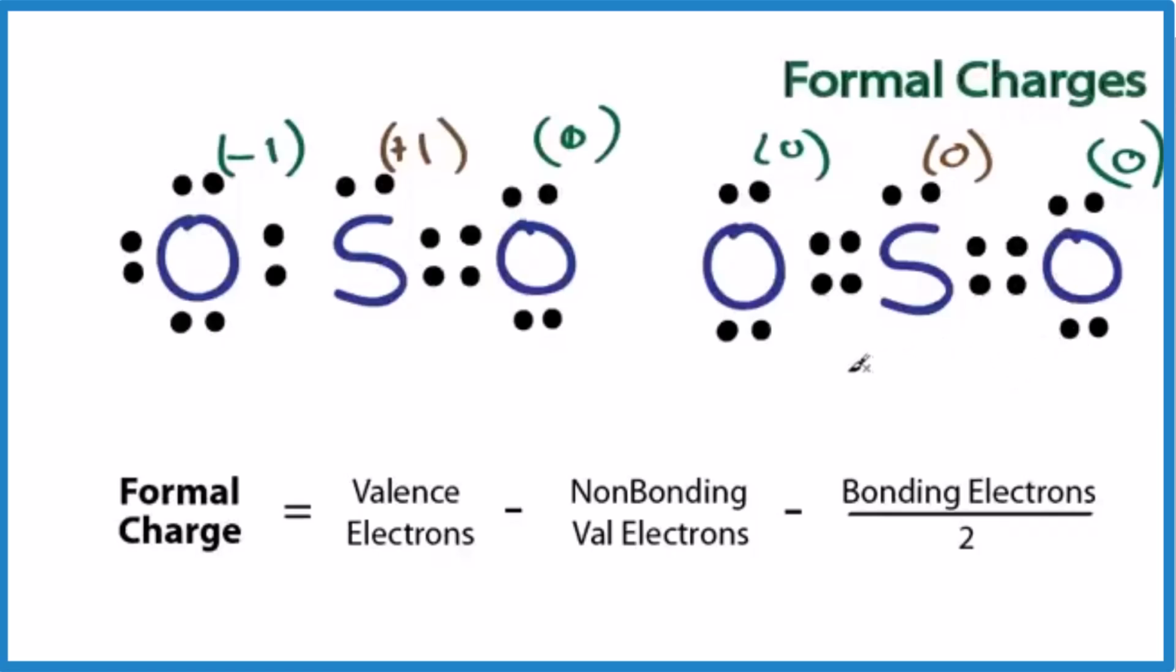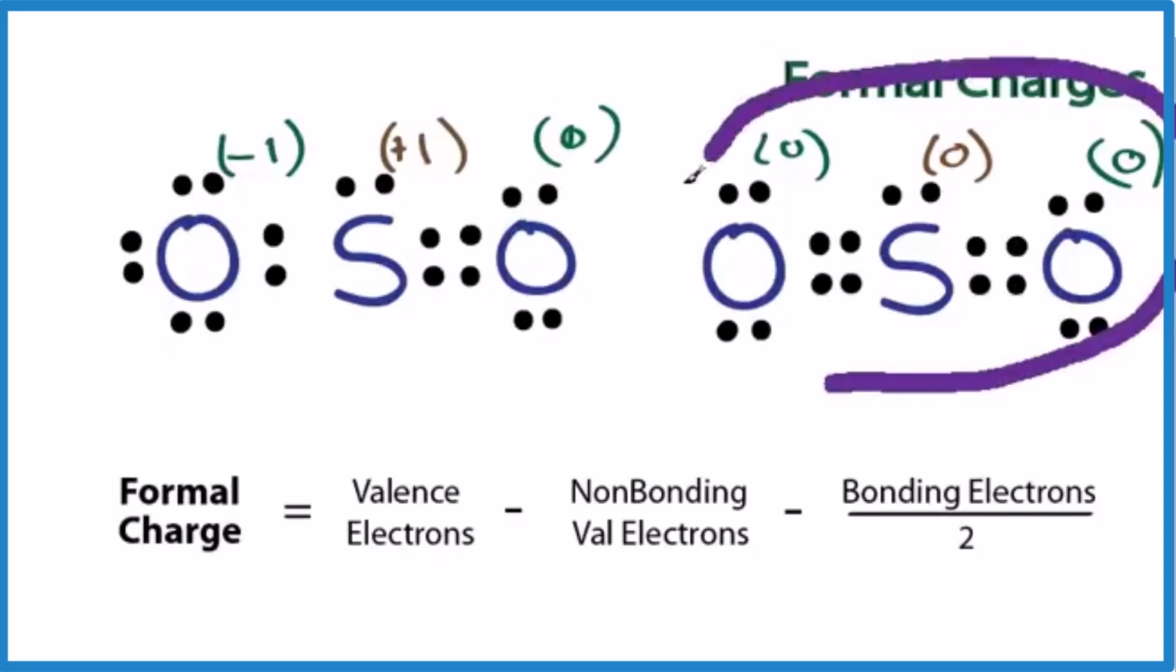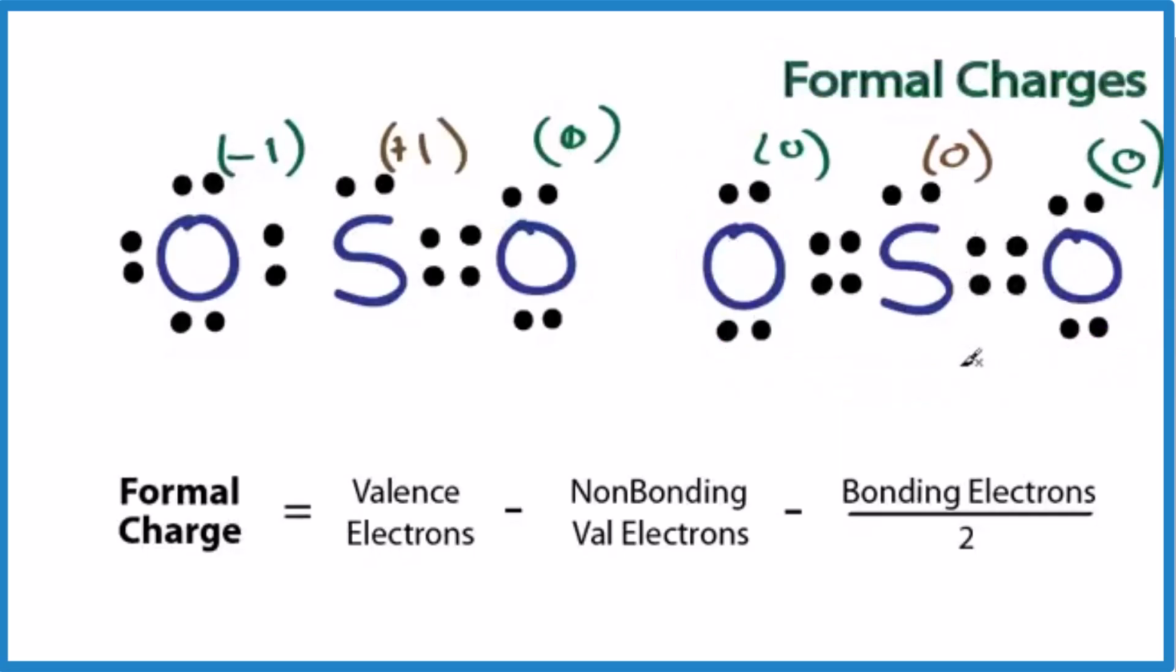So when we look at these structures, we want to choose the one that has the formal charges close to 0. And in this case, that's right here. This is the structure that has the formal charges closest to 0, and therefore that's going to make it the most appropriate or the best Lewis structure, the one that we're likely to find in the real world.